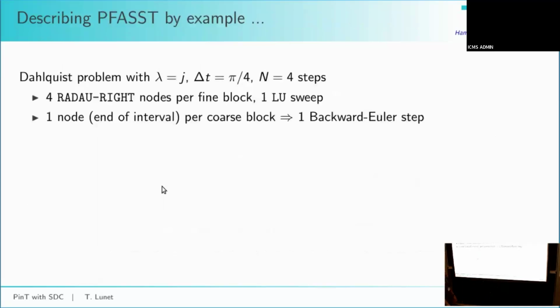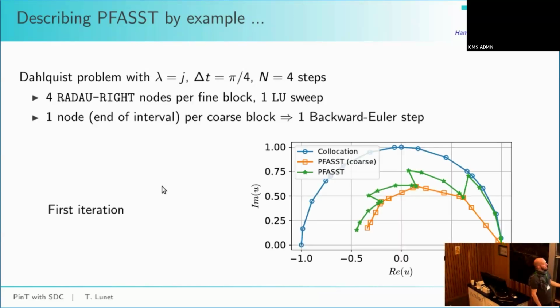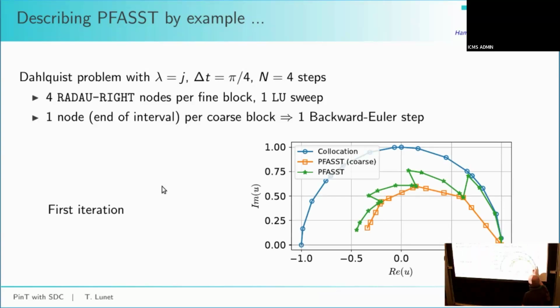Now, as I say, I don't want to make you understand that. I want to show you what happens. So for that test problem, I consider lambda is equal to i, and this delta t is equal to pi over 4 for each small time interval. So what I would have at the end, the collocation solution of my problem, will be this circle. So if you solve this with the collocation coefficients, you will actually have a circle in the complex plane. And if the solution is exact, then it stays on the circle.